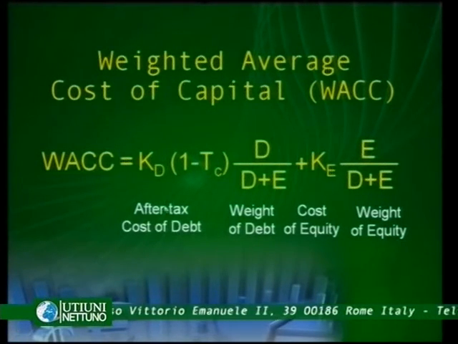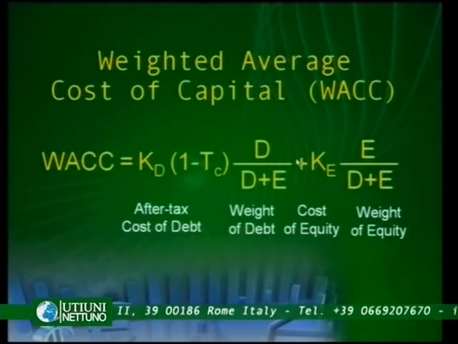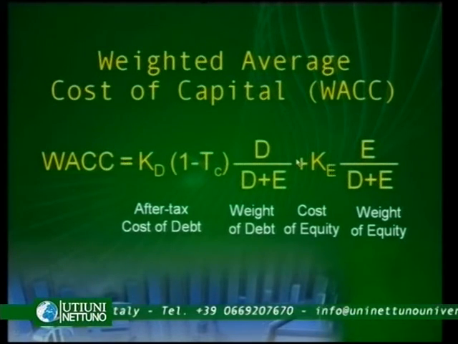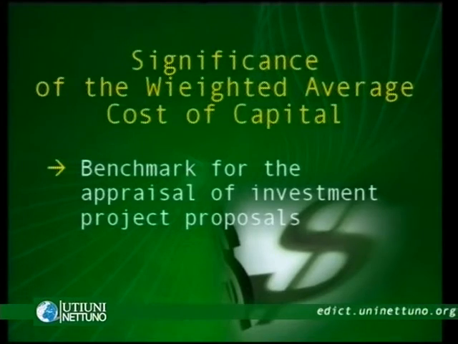So you have to multiply the after-tax cost of debt times the weight of debt, and you have to multiply the cost of equity times the 60% weight of equity. So this is the formulation of the weighted average cost of capital. But in order to conclude, let's understand better the meaning of the weighted average cost of capital.